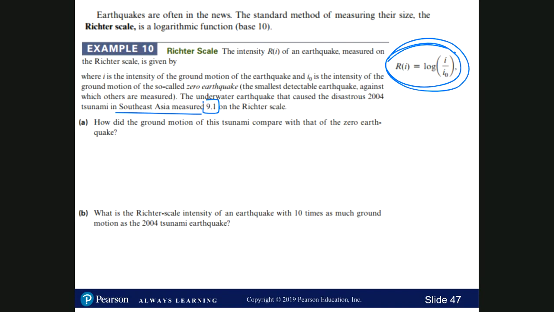So to measure these, people use the intensity of an earthquake, which will be R of I, not to confuse with imaginary numbers. And that will be the output, kind of like our Y or our F of X. But in this case, we're calling it R of I. And so what that tells me is that I is the intensity, the independent variable, and we're using that in place of X. It is the intensity of the ground motion of the earthquake.